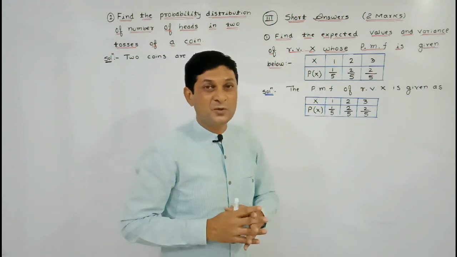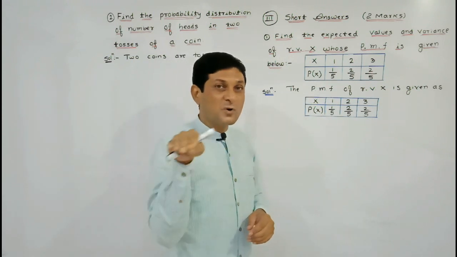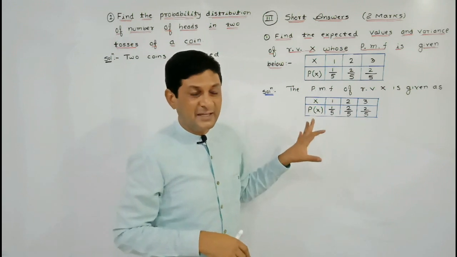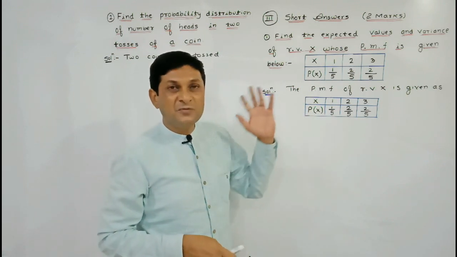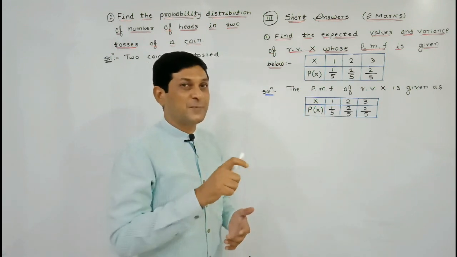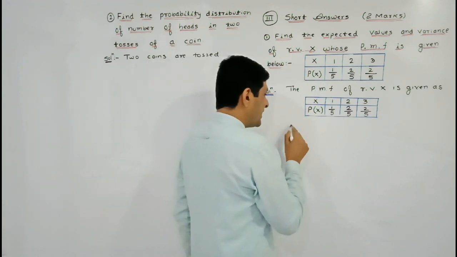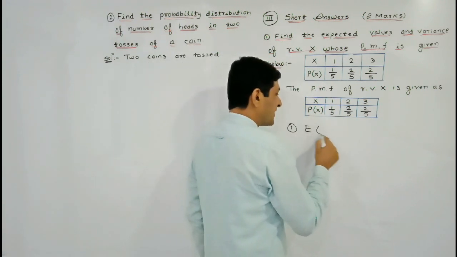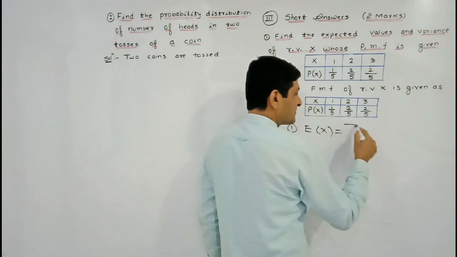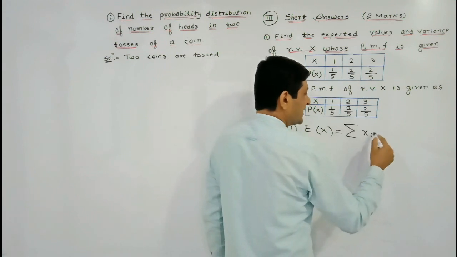Probability mass function means the values of the random variable and their probabilities are given to us. And using this condition, the first question is to find out what? Expected value. So what is the formula for expected value? The expected value is denoted by E of x and its value is summation xi into pi.